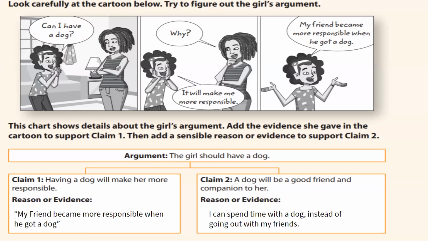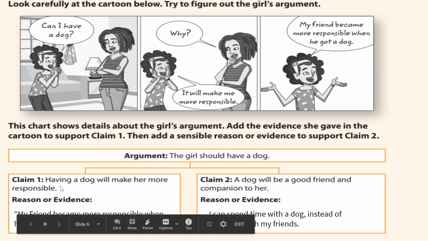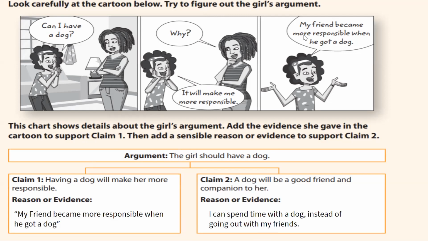Okay, so the girl in the cartoon, she's trying to convince her mother to get a dog. Okay, here the argument is that the girl should have a dog, right? She's trying to say, Mom, can I have a dog? Mom's like, why? And her first claim is that having a dog will make her more responsible. Her evidence for that is sharing that her friend became more responsible when he got a dog. Okay, so that's one piece of evidence that she used to back up her claim. Okay, her second claim, we don't see it in the cartoon, but her second claim is that a dog will be a good friend and companion to her.